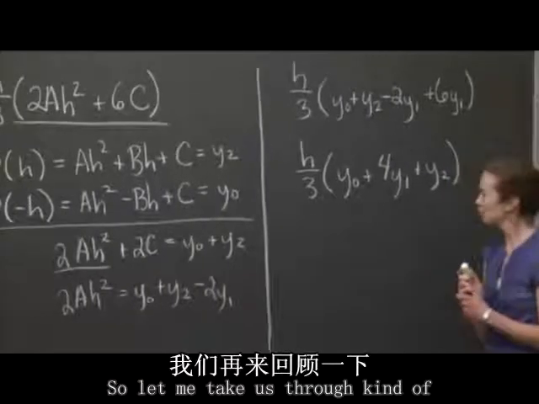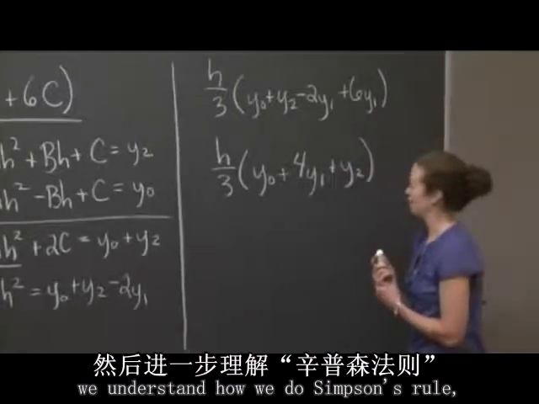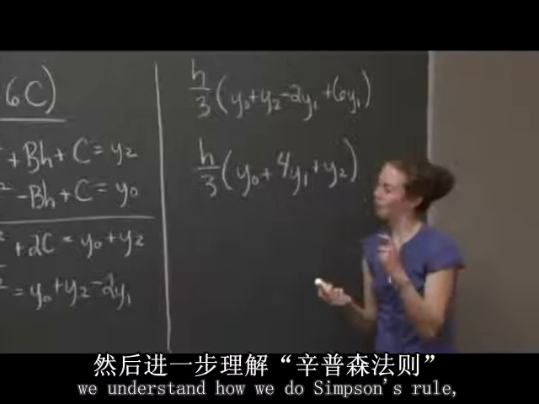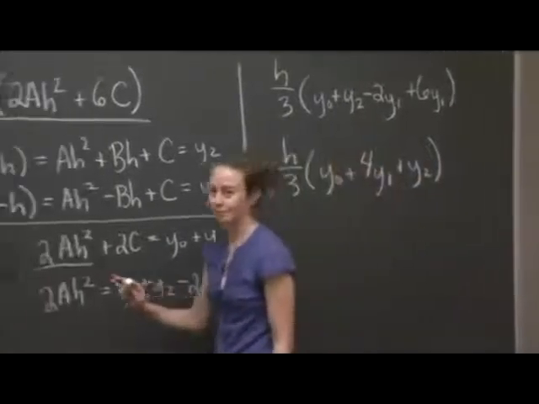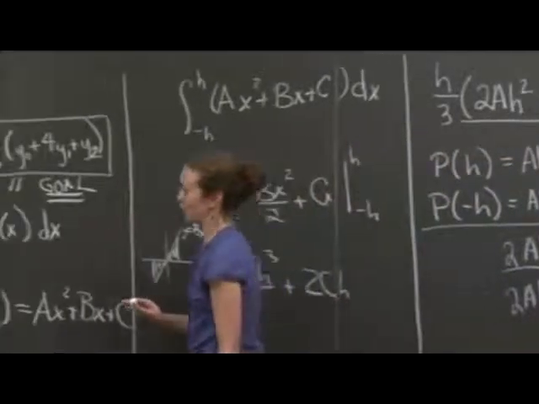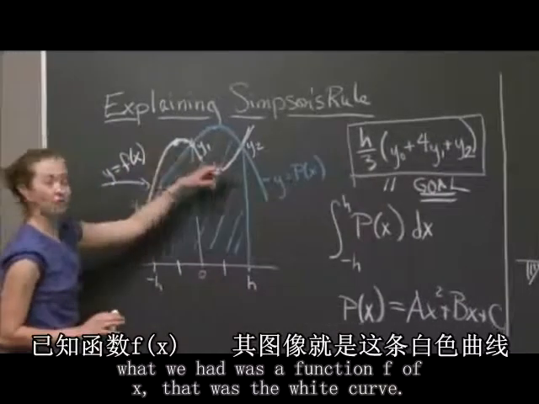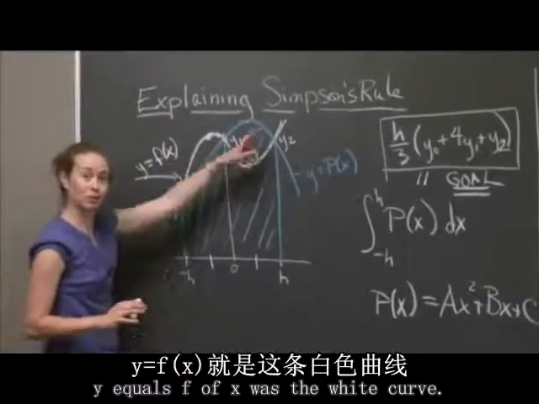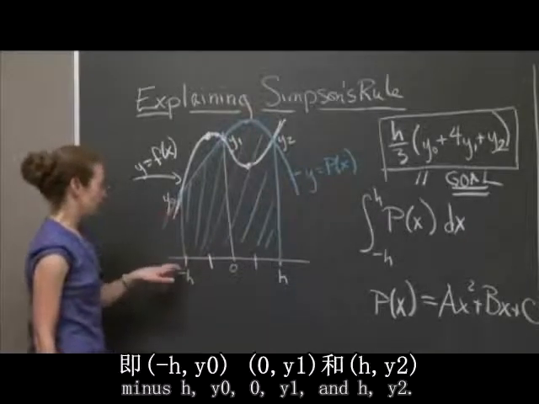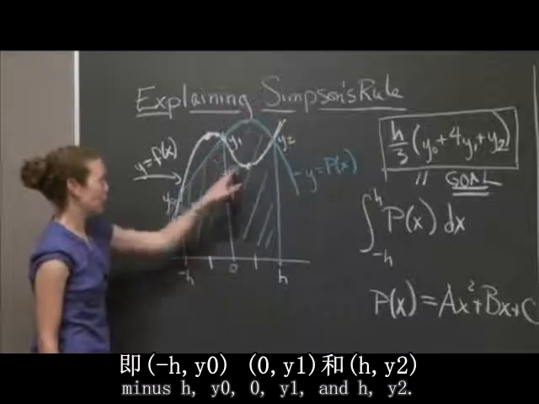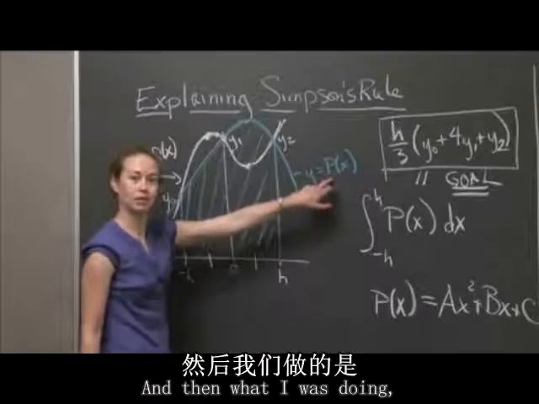So let me take us through kind of where all this came from again, what the big pieces were. And we'll see now we understand how we do Simpson's rule in these small chunks of Simpson's rule. So let's come back to the very beginning. In the very beginning, what we had was a function f of x. That was the white curve. y equals f of x was the white curve. And then I found a quadratic that went through minus h y0, 0 y1, and h y2. Went through those 3 points. And I called that quadratic p of x.